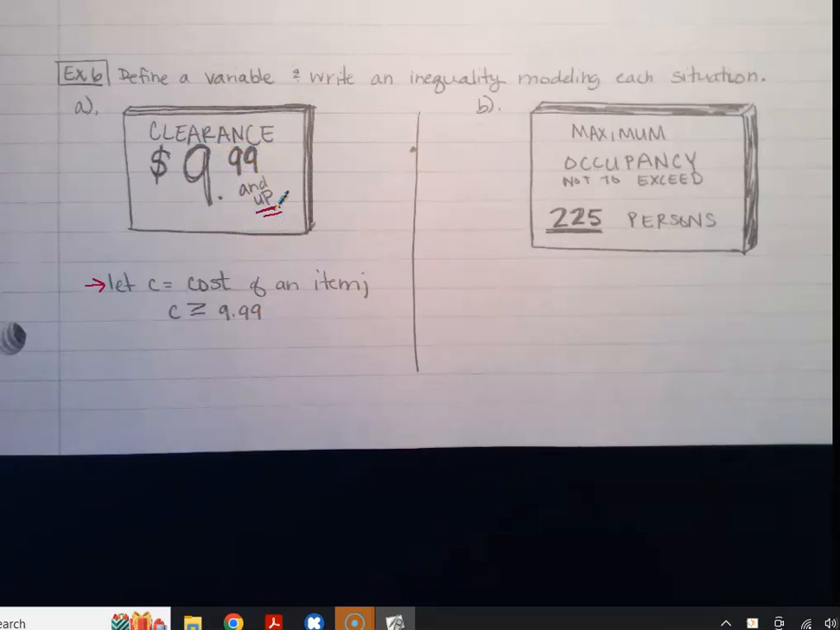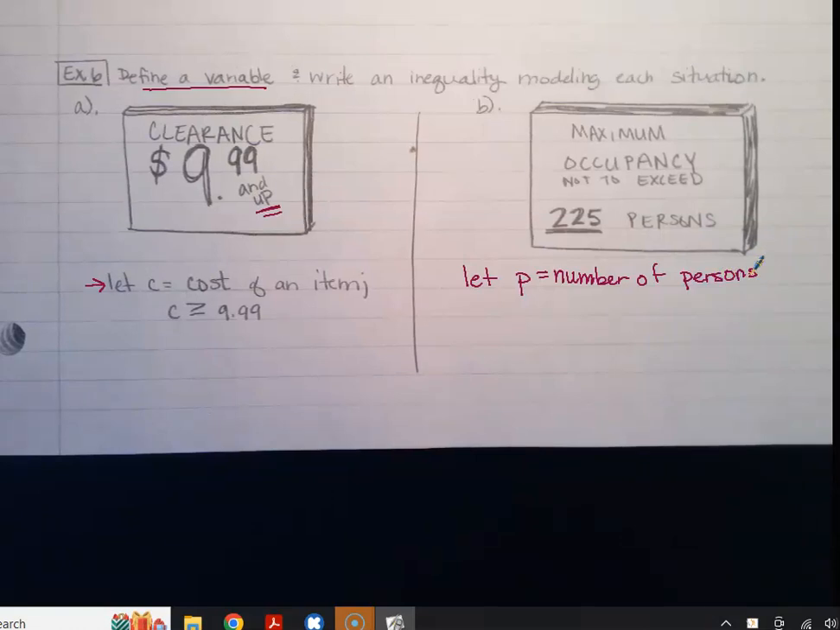So how about B, the maximum occupancy not to exceed 225 persons. So we need to define a variable. Why would you pick C? P is less than. Okay, but we have to define the variable. We need to follow the directions. Define a variable. We should use P because the variable is going to be people. So let P equal the number of persons or people. Okay, so there, we defined our variable.